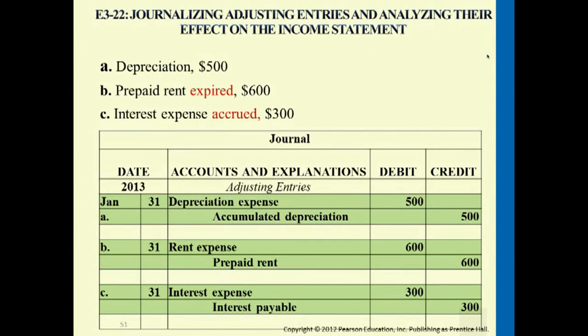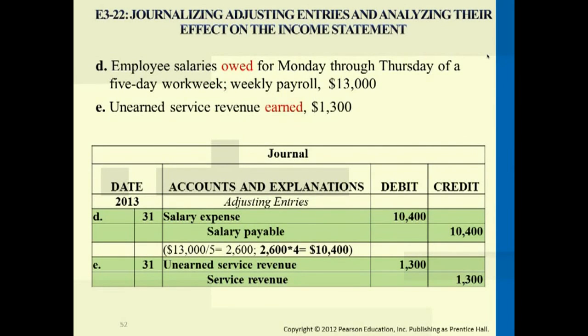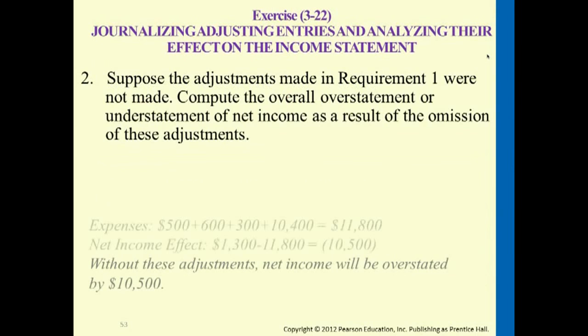For example, in the first three entries, you have depreciation expense, $500. Second, you have rent expense, $600. Third, you have interest expense, $300. All of these supposedly will go into the income statement. But if we omit these entries, then you will be missing $500, $600, and $300 of expense on the income statement. This is the first. Then we also add in the second two, where we will be missing $10,400 of expenses. And for revenue, we'll be missing $1,300 if we did not journalize all these adjusting entries.